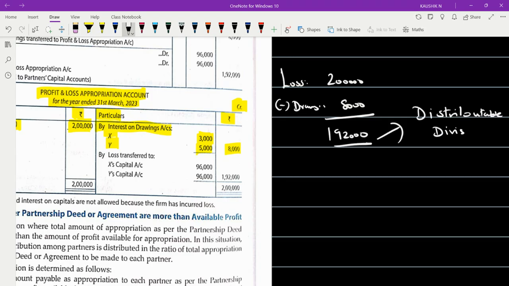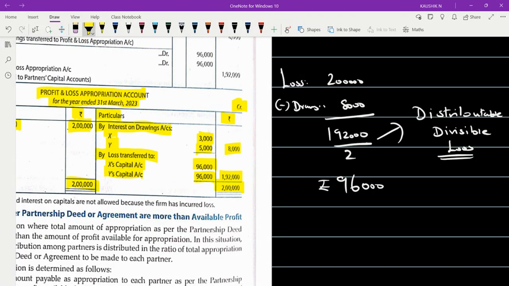So this 1 lakh 92,000 you will divide equally among the partners. Two partners, so divided by 2: 9 twos are 18, 1 carryover, it becomes 12, and 6 followed by 3 zeros. So the loss will be shared equally by the partners as rupees 96,000 and 96,000 respectively. You record it as by loss transferred to their capital accounts 96,000, 96,000, which becomes 1 lakh 92,000. Finally, both sides become 2 lakhs.